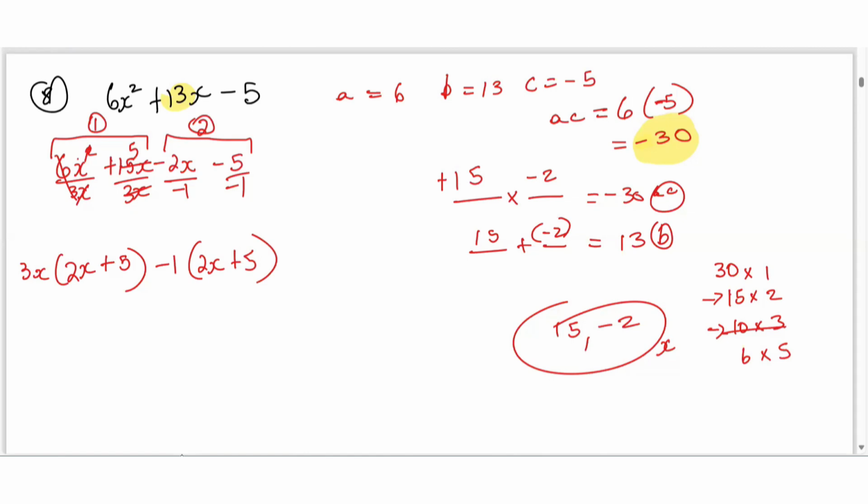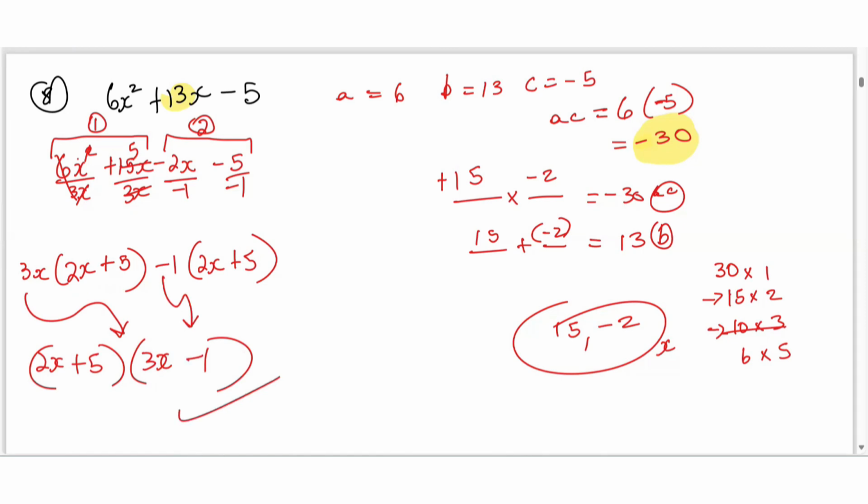If you take a look now, the two brackets are identical. Because they are identical, I can now write back one of these brackets, which is 2x plus 5. And in the other bracket, I'm going to put 3x and then negative 1. And we're done there. Okay? So that is done. We're going to look at the last two examples.